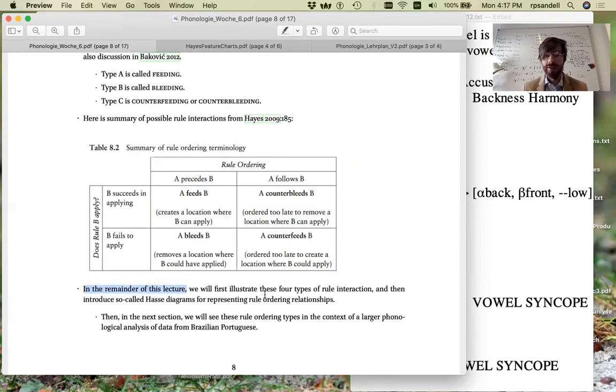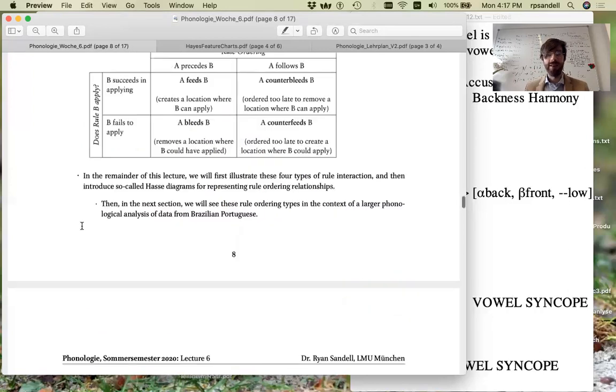So in the remainder of the lecture here, I'm going to first illustrate these 4 types of rule interaction using some invented data, and then I'm going to introduce at the very end a type of diagram, a type of visualization called a Hasse diagram, which can be used for representing the relationships. Since we have enough for this week, we will save the analysis of Brazilian Portuguese for the following lecture.